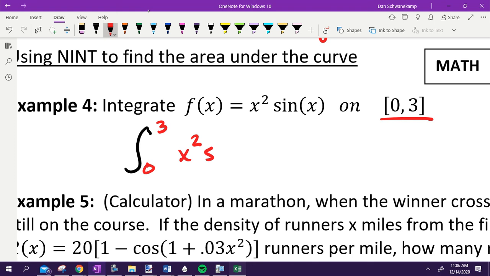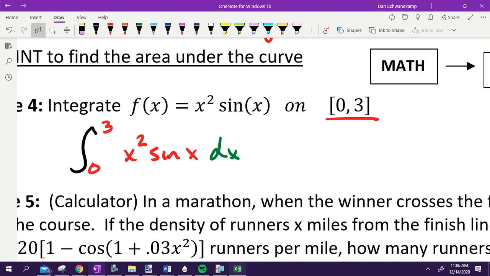In this case, it's x squared sine x. And then we're always going to put dx at the end. Okay? I'm not going to get into too much about what that dx stands for. It represents the width, and it's infinitely small. It's really strange. We'll talk about it more later on. But that's what I'm typing in.